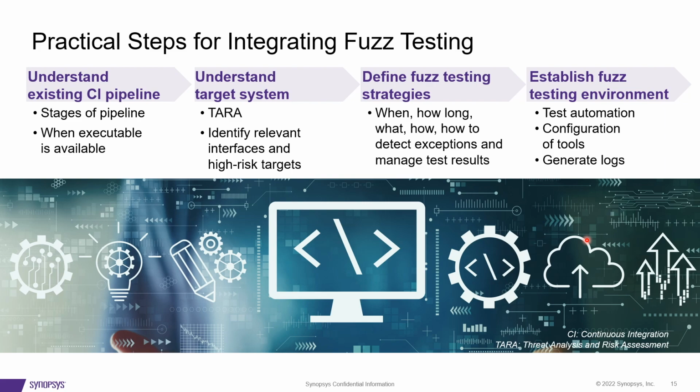And finally, the fourth step is establishing a fuzz testing environment. Since testing will occur in a CI pipeline, we have to make sure that test automation is enabled and that the configuration of the tools has been made, as well as, to be able to determine the outcome of test results, we need to have the proper logs generated.